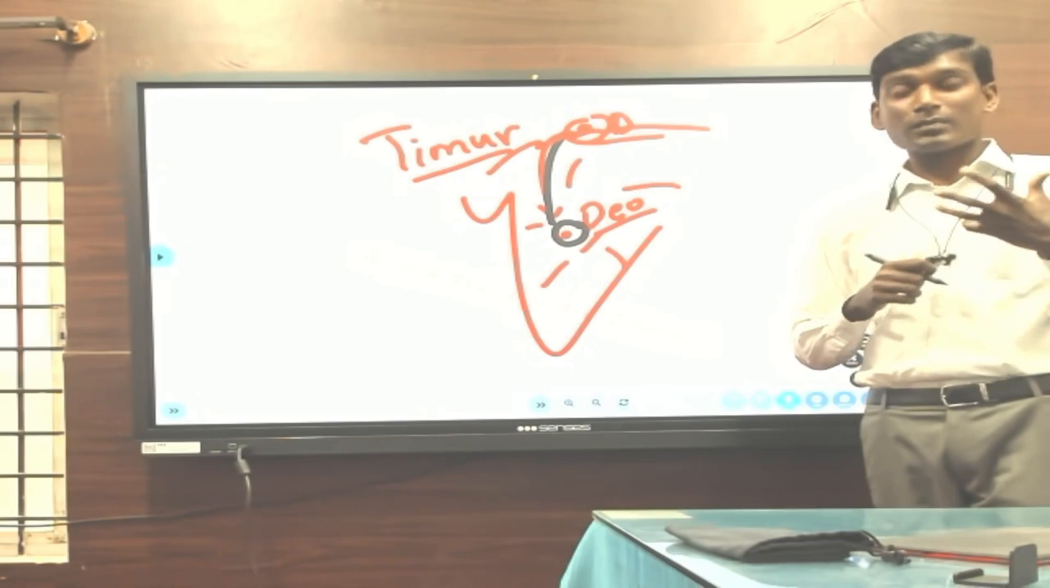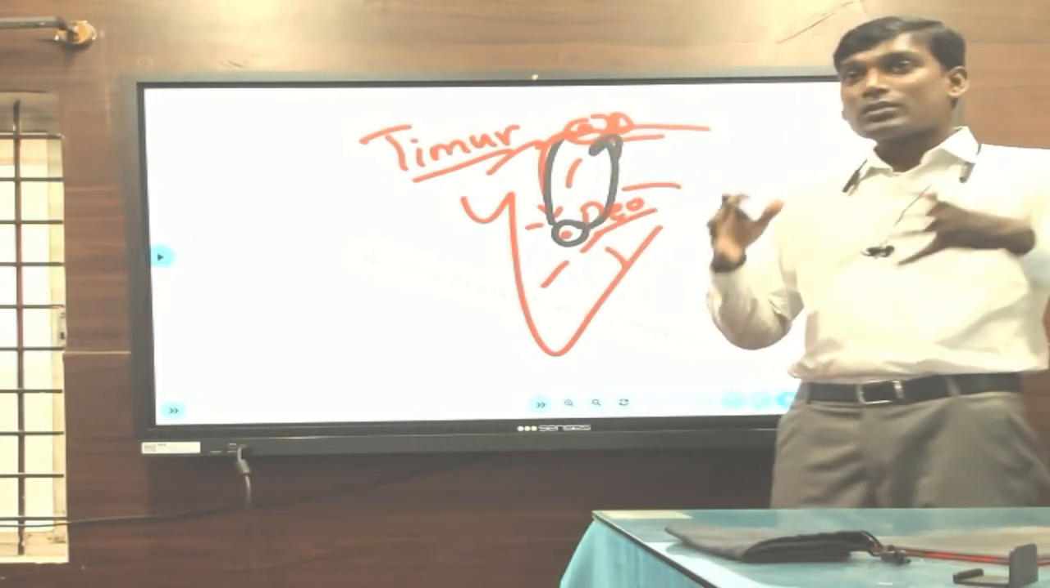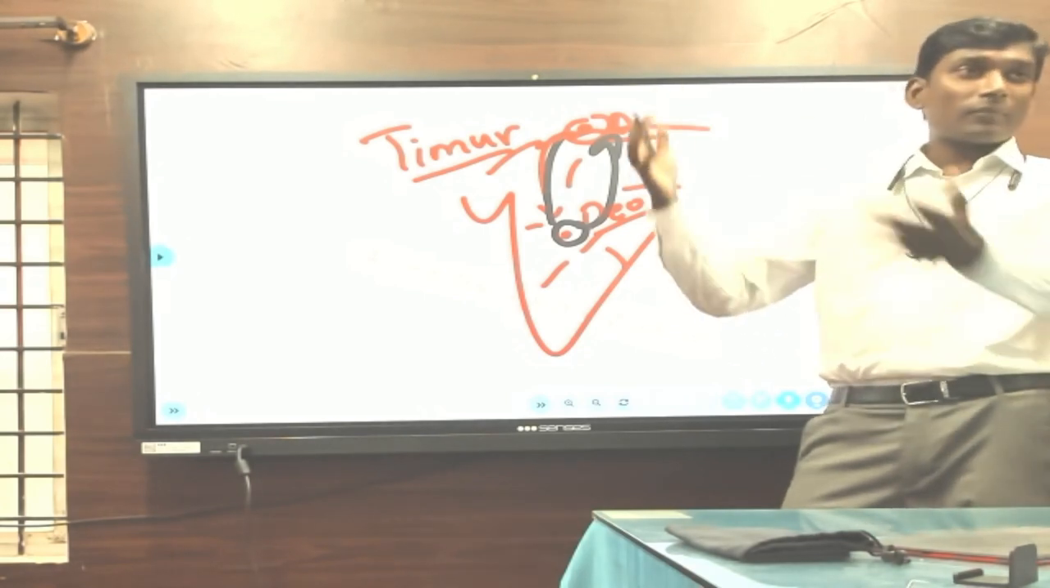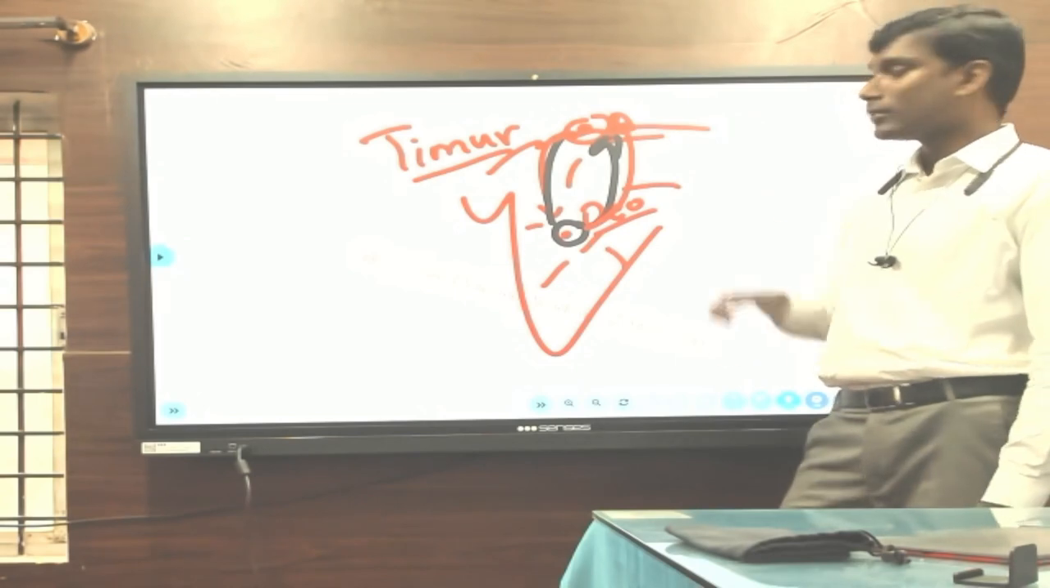So he realizes his mistake. Now he decides that he has to go back. So he orders all the men once again to go back from Devgiri to Delhi. So once again people are going back to Delhi.